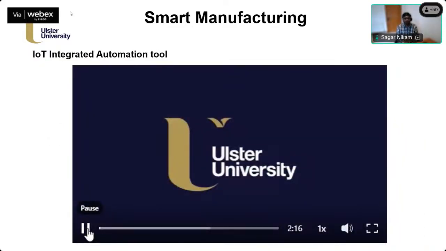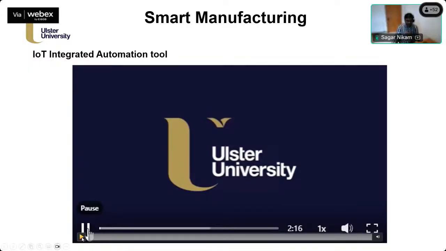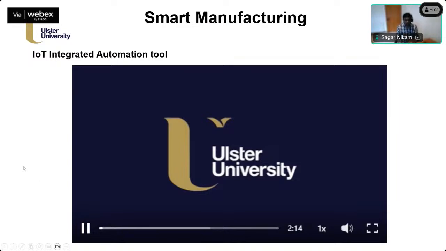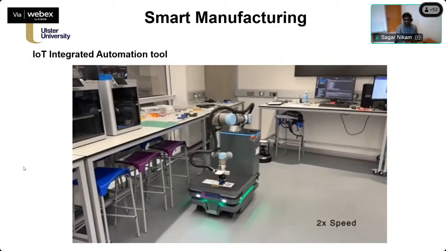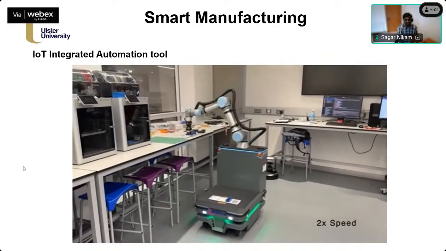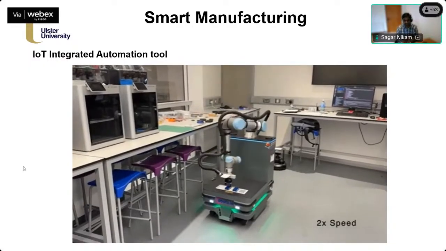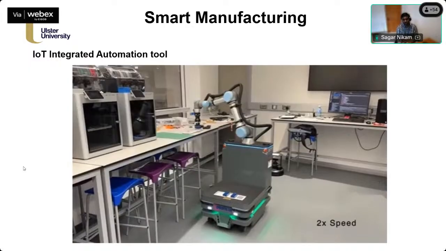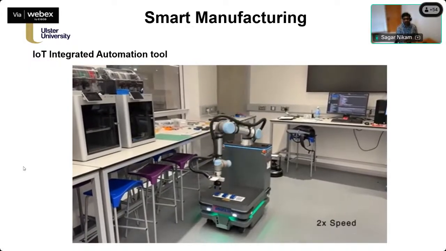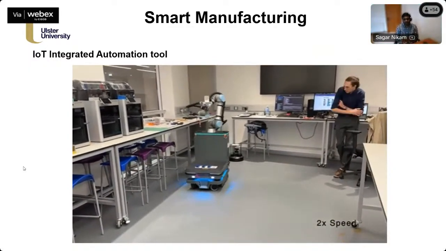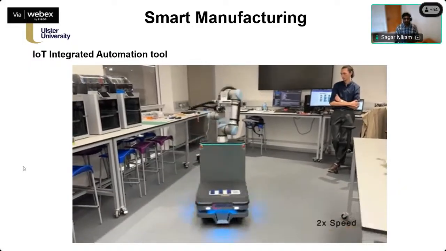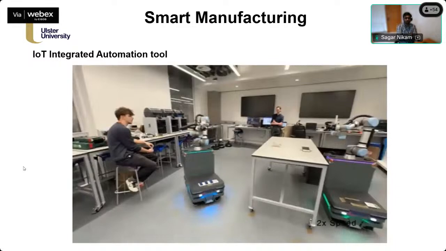So when we talk about what an IoT integrated automation tool actually is, I'm going to run a small video. Our robotics lab here has communication between two robots. These are pick and place robots, which pick a pallet from one location and then move the pallet to another location. Then one robot communicates with the other robot to pick up the other pallets. The other robot will come and pick up the raw pallets and move them to the final location. So this is how IoT is integrating with the automation tool.